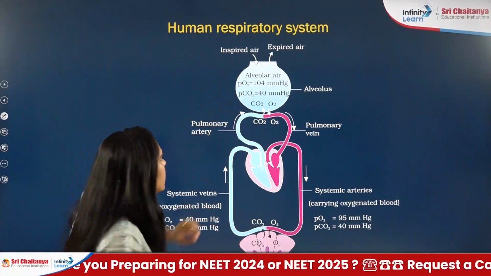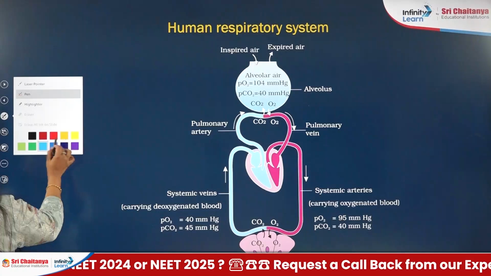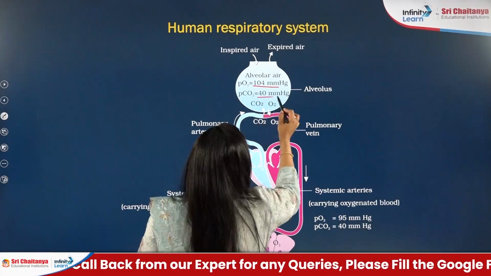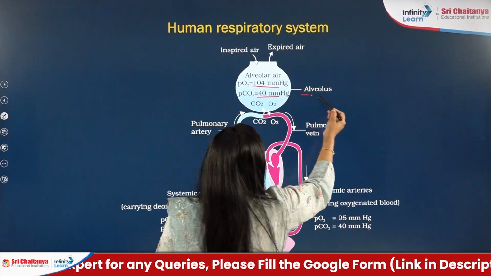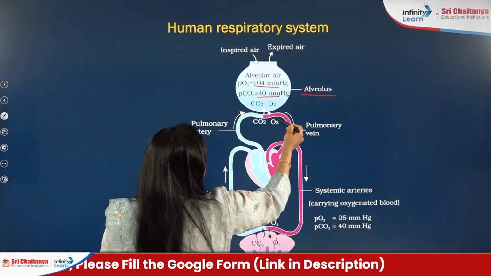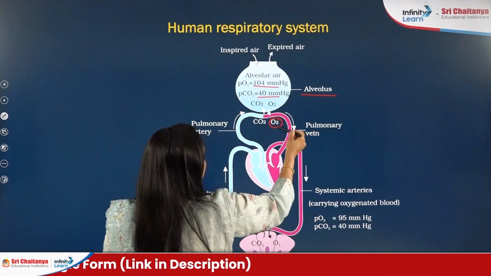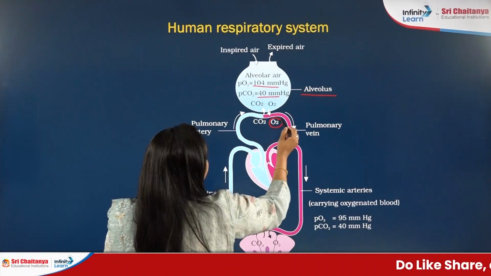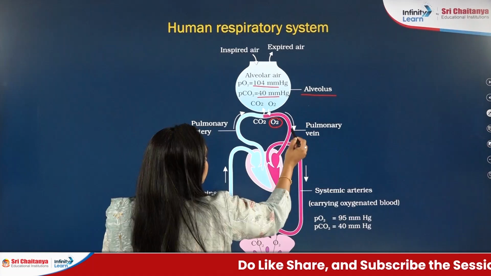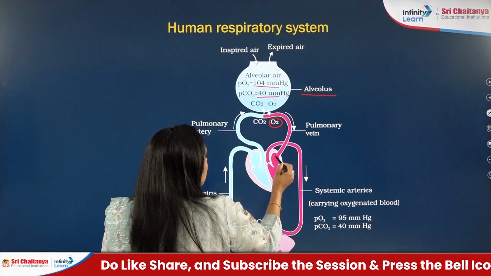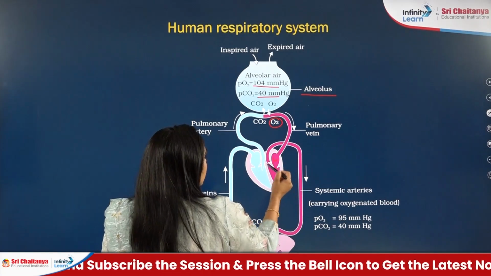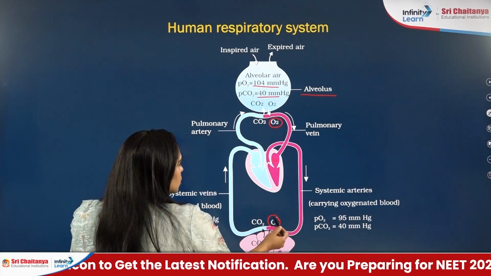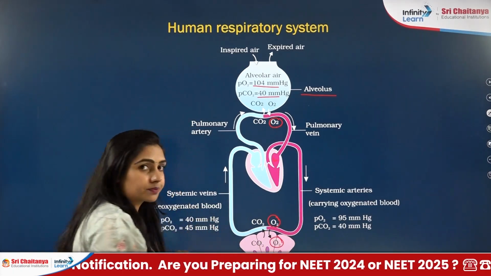Now here you can see all these partial pressure values are mentioned. You can see 104, 40 mmHg. You can see from the alveoli the oxygen is coming to the blood. This blood is deoxygenated blood, right? Then it is becoming oxygenated. Oxygenated blood is going into the left heart. From the left heart, the oxygenated blood is going into the tissues and this oxygen is diffusing into the tissues.